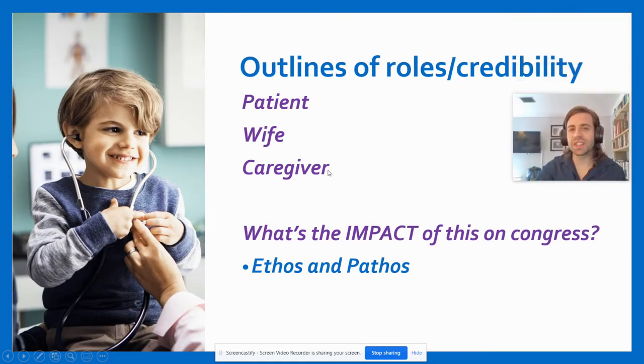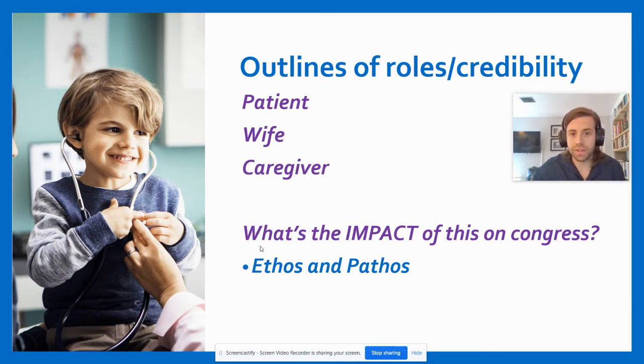So some of the ways that she outlines her role and her credibility as a speaker is she characterizes herself as many different types of people, right? She is not only a wife, but she's a patient herself. She's a caregiver to her grandsons. And the impact that this would have on Congress is an appeal to both ethos and pathos, right?